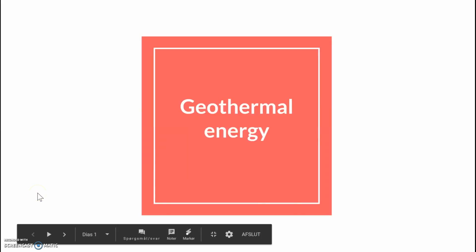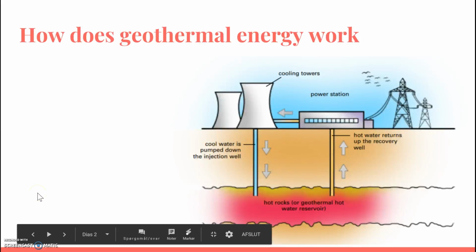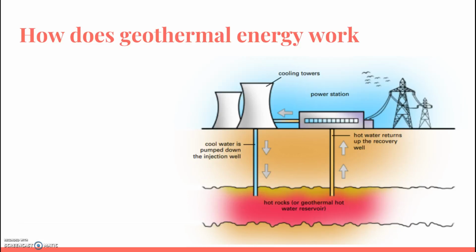Geothermal energy. How does geothermal energy work? The method for using geothermal energy is quite simple. One or more boreholes are drilled into the underground reservoirs. Hot water then naturally flows or is pumped up to the surface and is then used in a steam turbine to generate electricity or for direct heating.